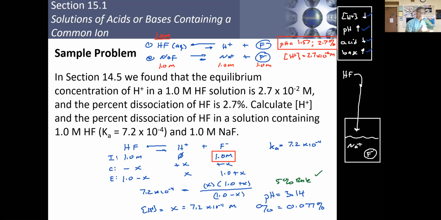So by adding a common ion to an existing equilibrium, we change characteristics of that equilibrium. And that's going to be important as we move forward. Please make sure you keep this in mind, because the big picture we're trying to examine, using what we know right now, is how buffers work when you add an acid or a base to a buffer solution.